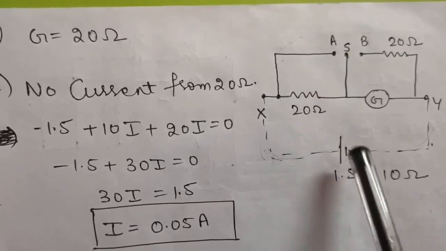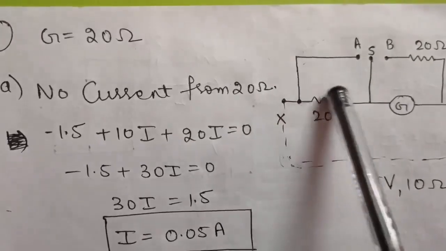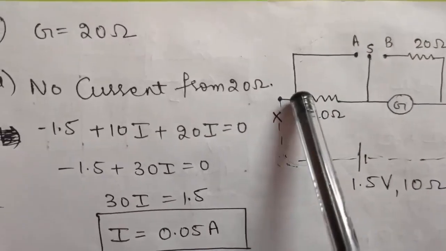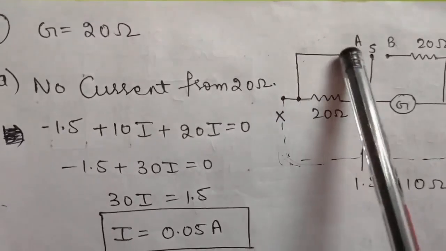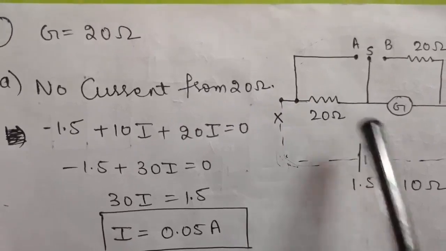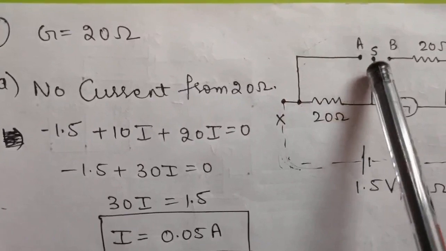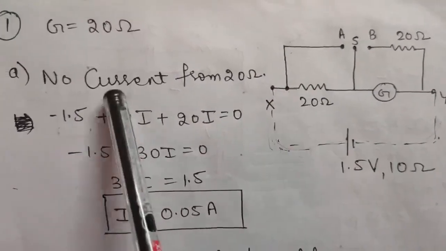So that means, see, when current will go from here, it has two paths to flow when A and S are connected. But as you can see, this is a normal wire. So that means there will be minimum resistance. So no current will flow through 20 ohm. The current will come from the battery and it will go like this and then this. Okay, so no current will flow from 20 ohm.